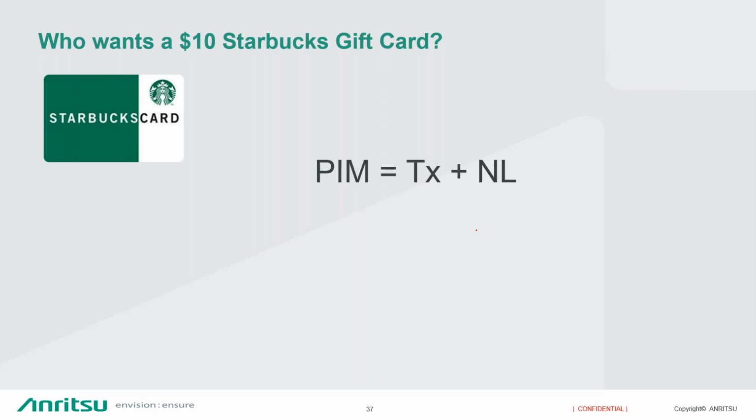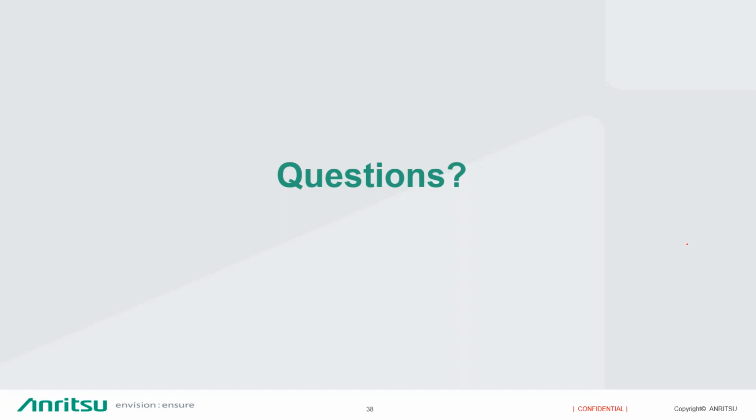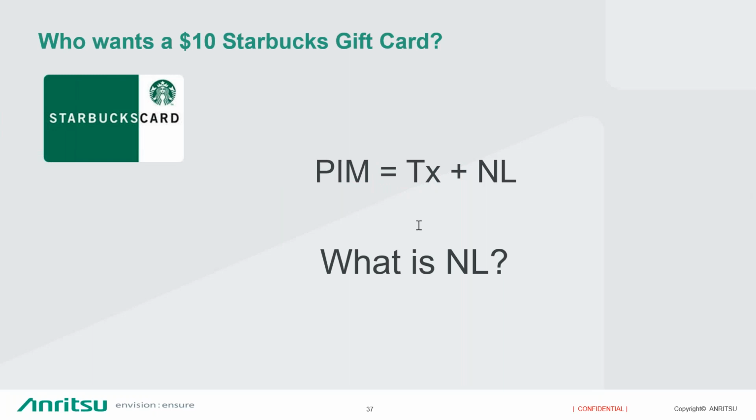In my PIM equation, I had PIM equals TX plus NL, right? All right, here's the question. What is NL? All right, go. Somebody type it in.